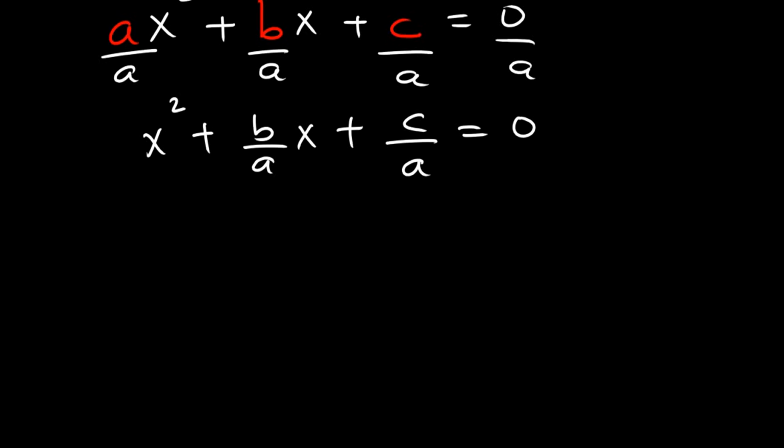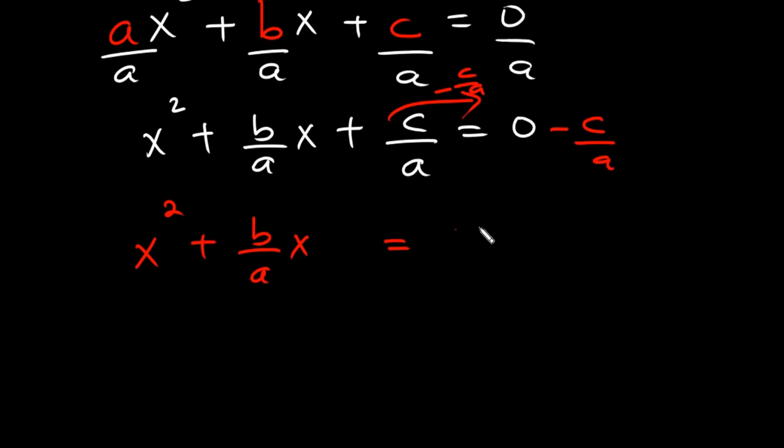So we said that using the completing the square method, the first thing that we're going to do is to move this constant to the other side. And how are we going to do it? We're going to subtract c over a on both sides. So our equation is now going to be x squared plus b over a x is equal to negative c over a. You see that I've left some space here.